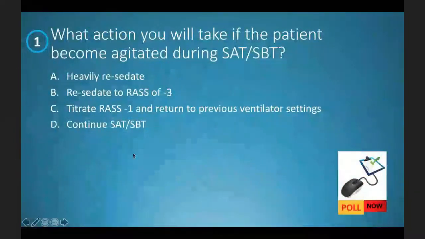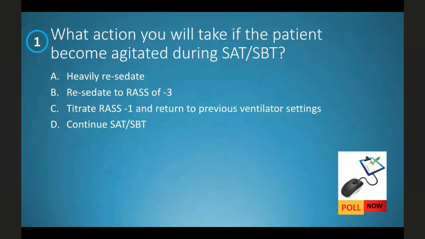During Dr. Saneesh's session, the poll questions were there. We will take the poll questions now. Coming to the first question: what action will you take if the patient becomes agitated during a spontaneous awakening trial or spontaneous breathing trial? Option A, heavily resedate. Option B, resedate to RASS of -1. Option C, titrate RASS -1 and return to previous ventilator settings. Option D, continue with the spontaneous awakening trial and SBT.